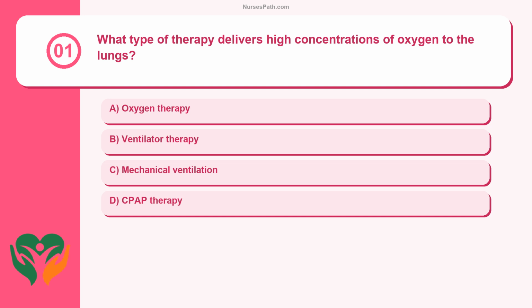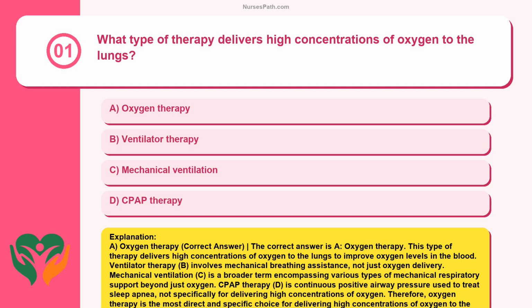Question 1. What type of therapy delivers high concentrations of oxygen to the lungs? A. Oxygen therapy, B. Ventilator therapy, C. Mechanical ventilation, D. CPAP therapy. A. Oxygen therapy. Correct answer. The correct answer is A.